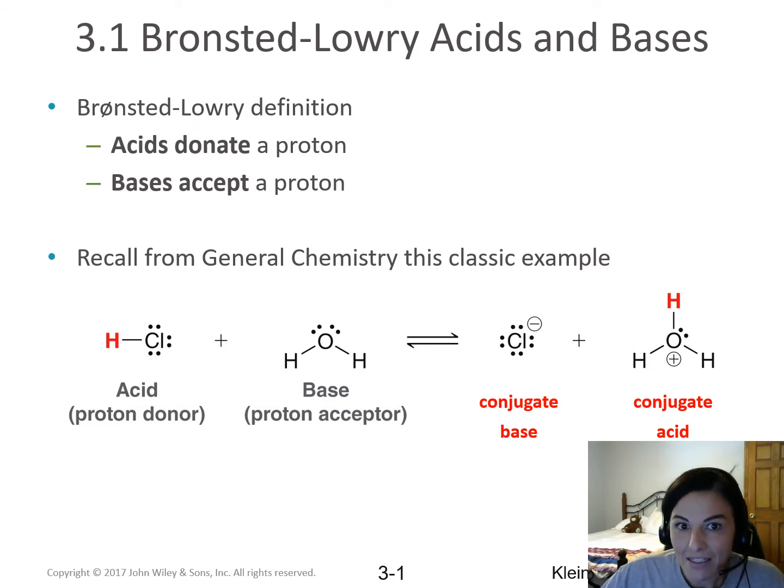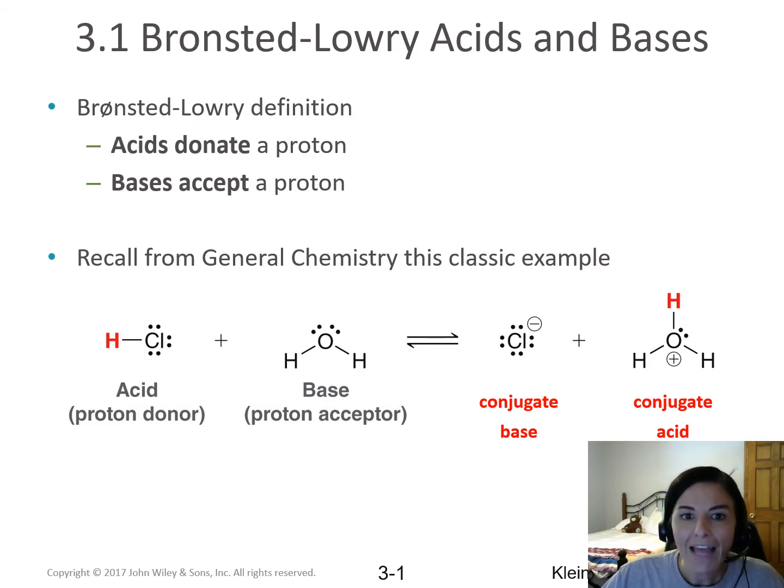Bronsted-Lowry acids are proton donors. Bronsted-Lowry bases are proton acceptors. From here on out, I'll simply be referring to Bronsted-Lowry class of compounds as just acids or bases, okay, not by their full name. So let's look at this classic example from general chemistry.